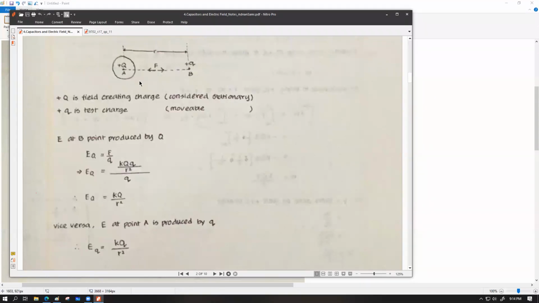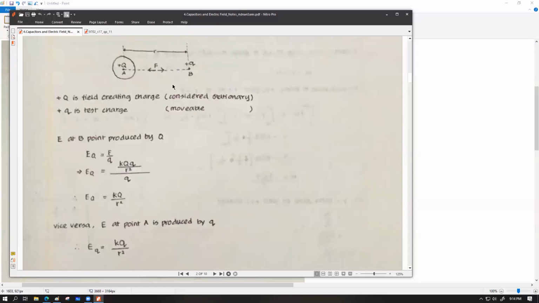So let's have a look at this part over here. We have field creating charge that is capital Q. We have a test charge that is small q. They are spaced out at r distance from each other. So this is the typical scenario that we go by. Small q is considered to be the charge particle which can move around, and capital Q can be considered to be the charge particle which is stationary, and we'll be judging different aspects of this scenario.